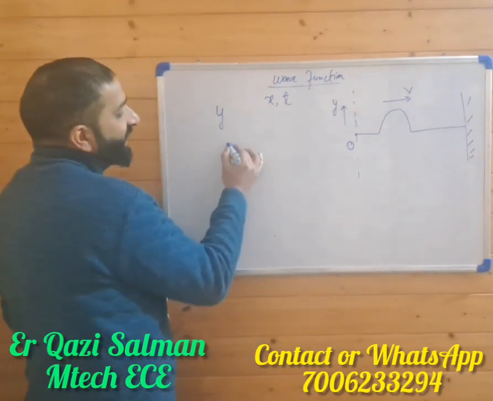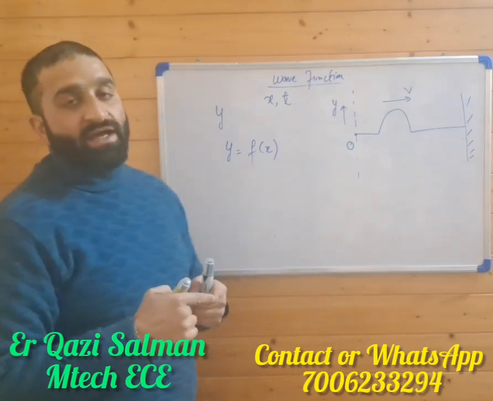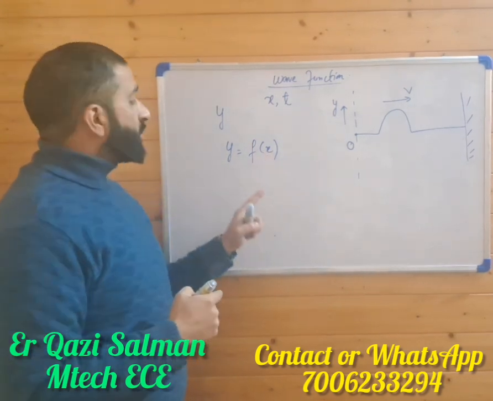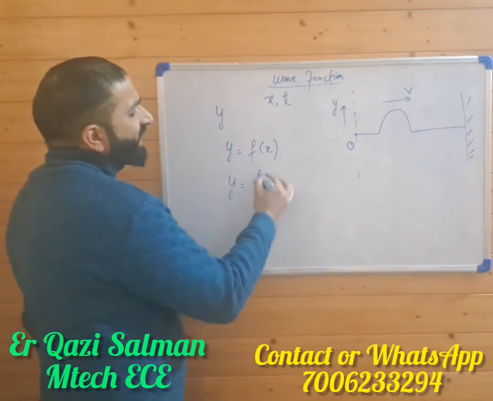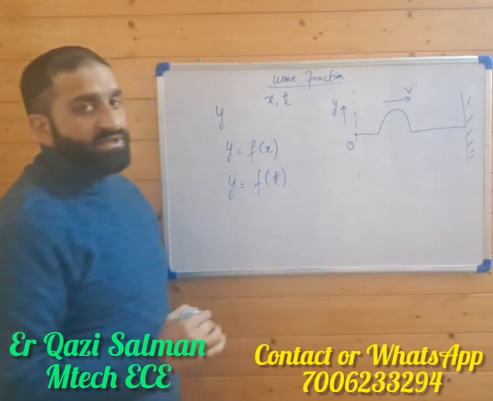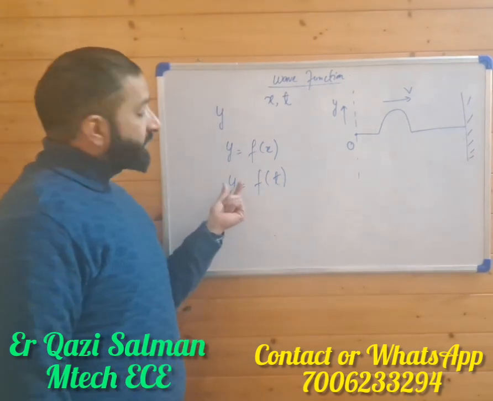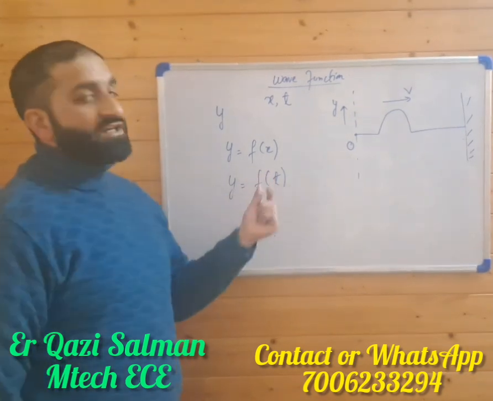So we can say that y is a function of x. That means the change in y depends upon the change in x. Or we can also say that y is a function of t. That means t is an independent variable, but y is a dependent variable because the change in y depends upon the change in t. We say that y is a function of t.